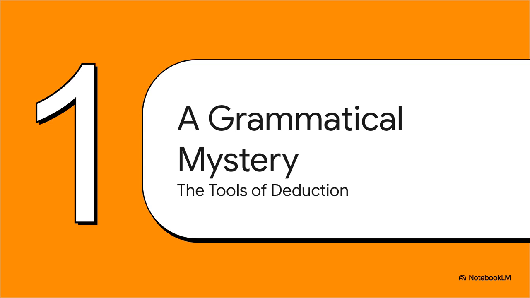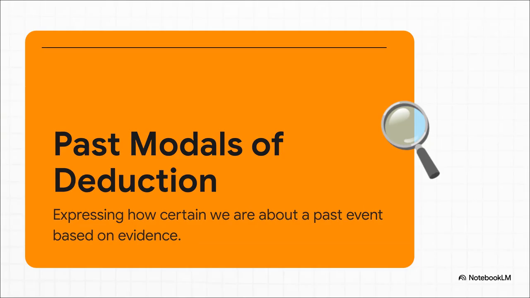Now, to solve puzzles like the empty cookie jar, you need the right tools. And in grammar, we call these tools past modals of deduction. You could think of them like a detective's magnifying glass, helping us look at the evidence and cook up a theory about what really went down. So what are they really? Well, past modals of deduction are all about showing how sure or unsure we are about something that happened in the past. We use them when we don't know the facts for certain, but we've got clues, right? Clues that point us in a specific direction. It's basically the language of making an educated guess.